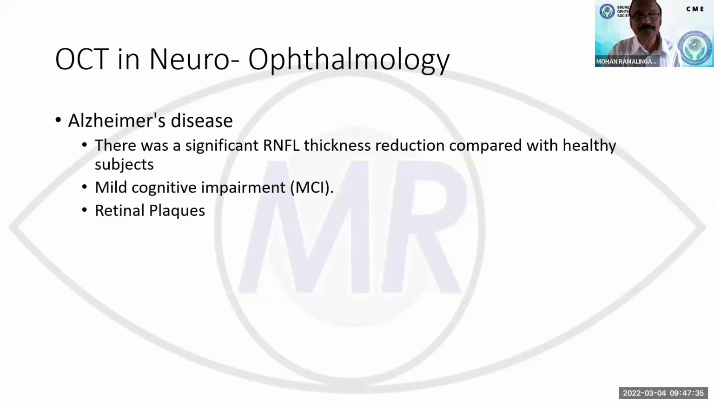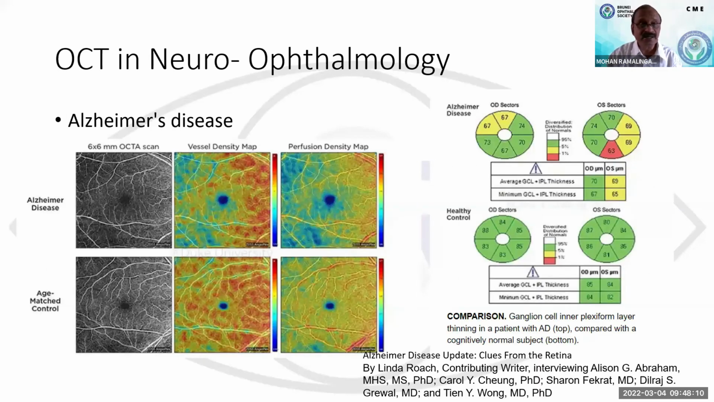And OCT in other neurodegenerative disorders: in Alzheimer's disease, it has been shown that there is reduction in the retinal nerve fiber layers, and it is related to MCI also. Suppose we are able to detect these patients at an earlier stage, then we can give different treatment, or the therapeutic approach may be different, or support can be better for these patients. For this, various studies have shown that in Alzheimer's disease, the retinal plaques or the study of the retinal vessel map helps.